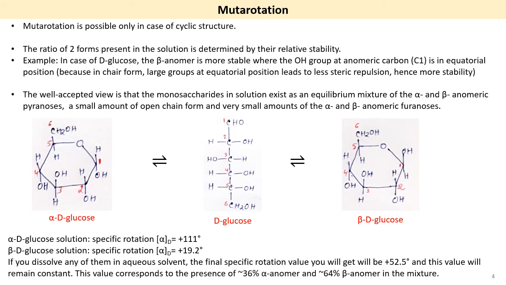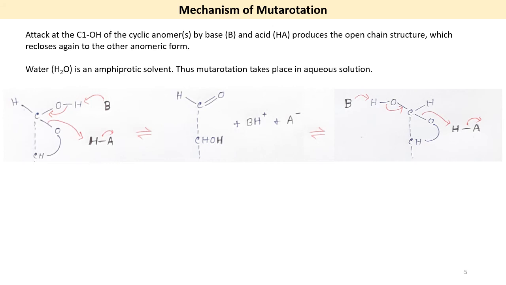If you dissolve any of them in aqueous solvent, or let's say a mixture of them in aqueous solvent, the final specific rotation value you will get will always be plus 52.5 degrees, and this value will remain constant for a long time. And this value corresponds to the presence of roughly about 36% of the alpha anomer and 64% of beta anomer in the mixture. So the open chain form and the alpha and beta anomeric furanoses will be very low as compared to the anomeric pyranose form, right?